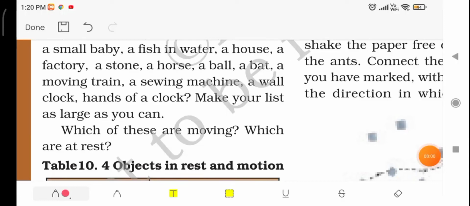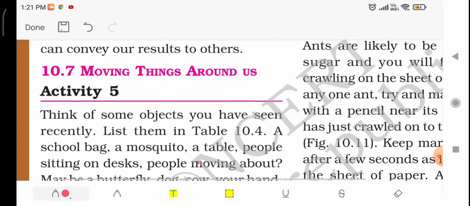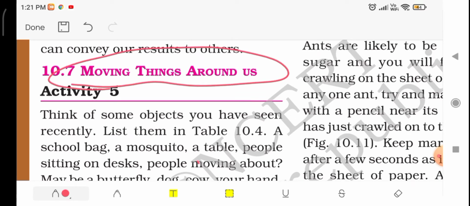So, students, in the previous class we were discussing the measurement of length, devices of measurement, and what precautions we have to keep in mind when we measure length. Correct. Now we will see about motion, moving things around us. That is our topic, moving things around us.